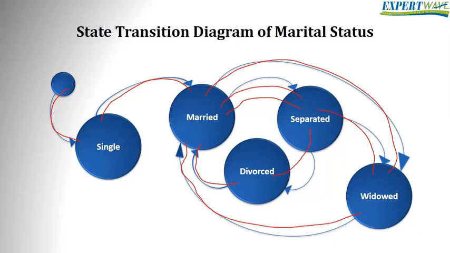Which sequence of states are valid and which are not? In our example, if you are married, you cannot be single again. Single is not a valid state after being married. Well, you wish. Thank you.